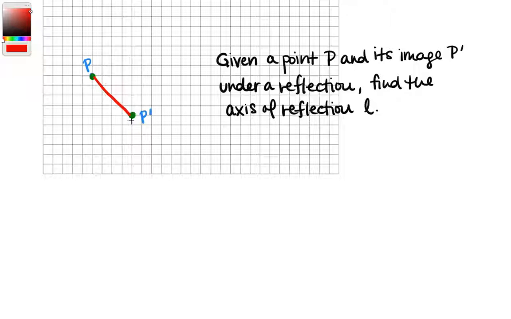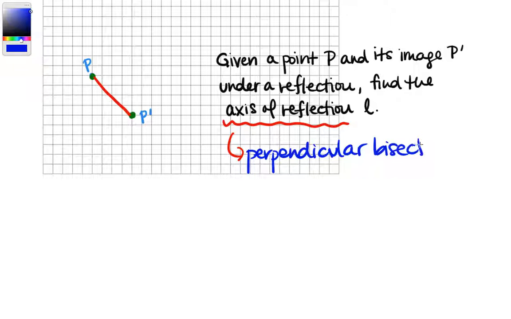Okay, what we're going to do to find the axis of reflection, we're going to draw a straight line between the 2 points, the point that we started with and its image, and the perpendicular bisector is the axis of reflection. So the axis of reflection is, let's change to the color that we're going to use, the perpendicular bisector.